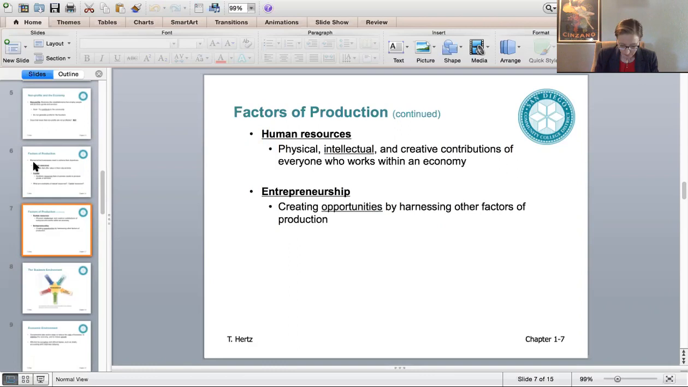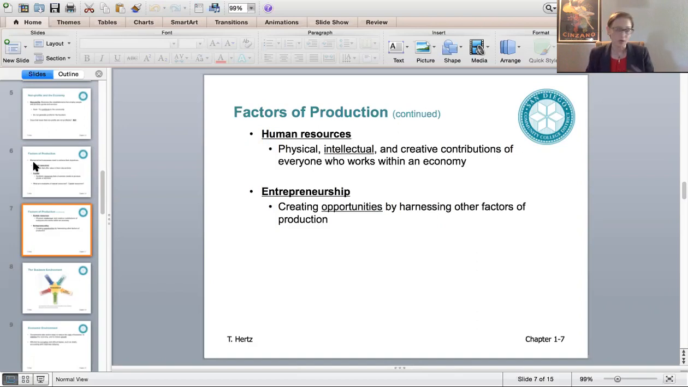And human resources are an excellent source of not only competitive advantage, but sustainable competitive advantage that we can hold on to. It's also important that we talk about entrepreneurs when we're talking about factors of production, because entrepreneurs and entrepreneurship create opportunities by harnessing those factors of production, really boosting the economy up and making a higher quality of life possible.